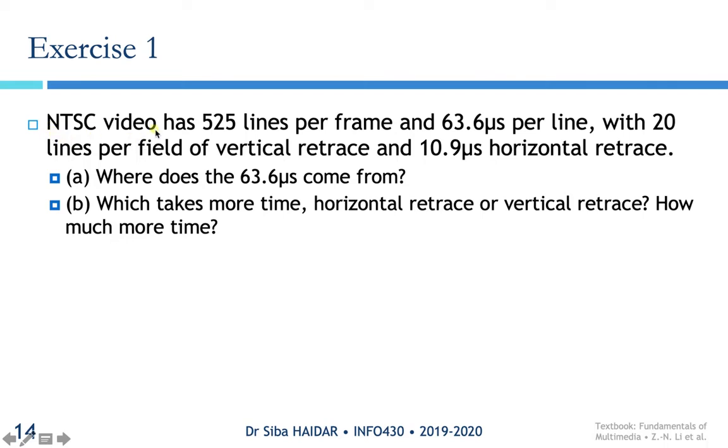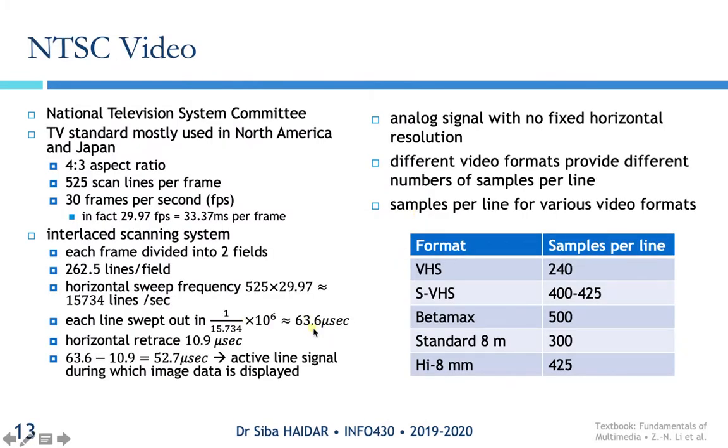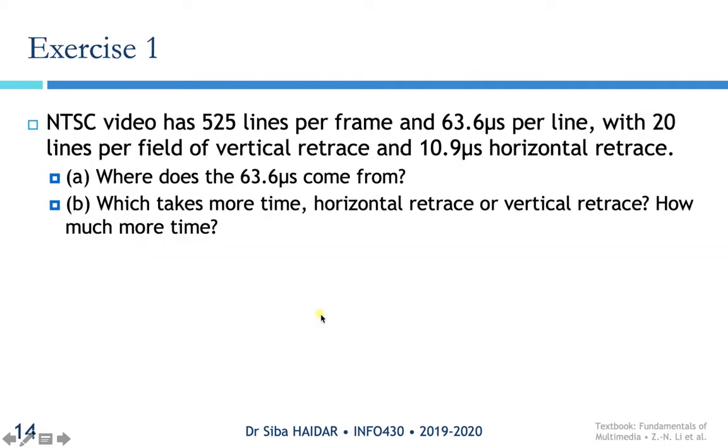We have an NTSC video that has 525 lines per frame, and we know that it takes 63.6 microseconds per line, with 20 lines per field of vertical retrace. So you remember the vertical retrace in the beginning of every frame. We have 20 lines per field of vertical retrace, and 10.9 microseconds horizontal retrace. And the question is, where does the 63.6 microseconds come from? And you know that if we go just one slide, they come from dividing 1 second by the number of lines. This is the time it takes one line to be transmitted.